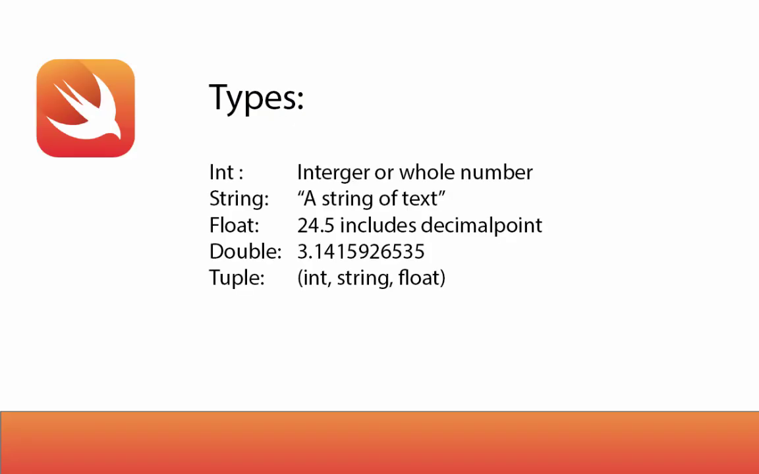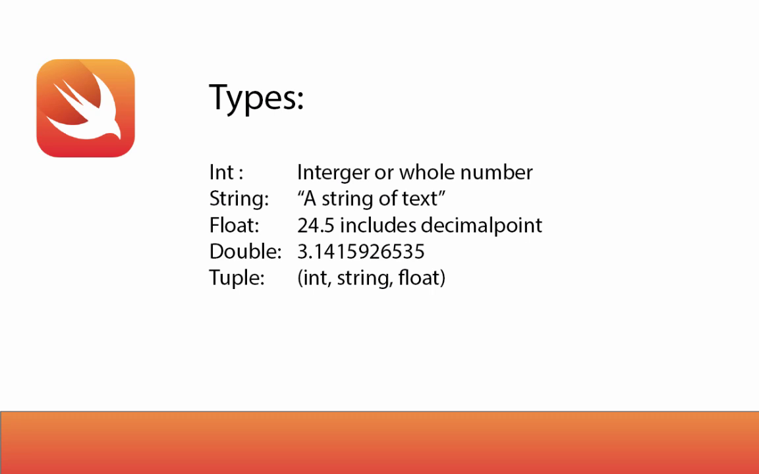Every value that you assign to a constant or a variable is going to be of a certain type. It can be of type string, which is some text, of type int, which is a whole number, or of type float, that is also for numbers but with some decimal points, of type double, which has more precise decimal places for larger numbers, and of type tuples, which is a collection of types.